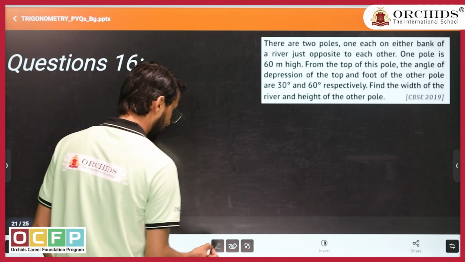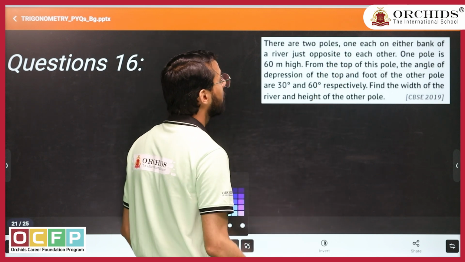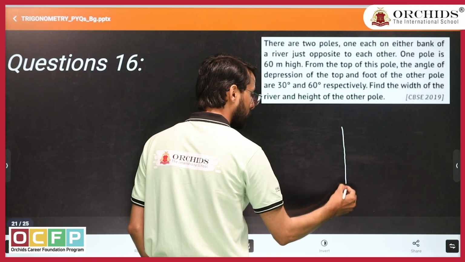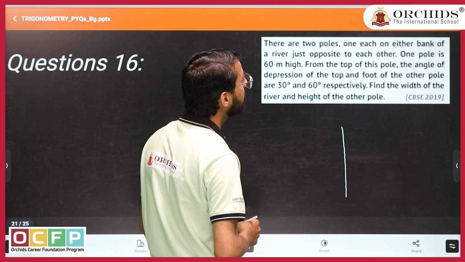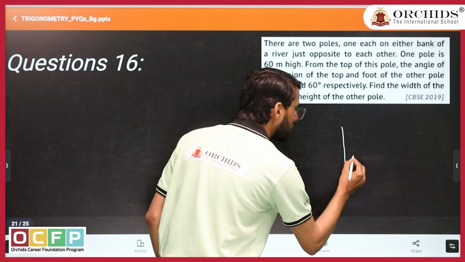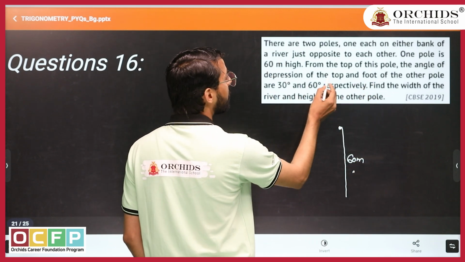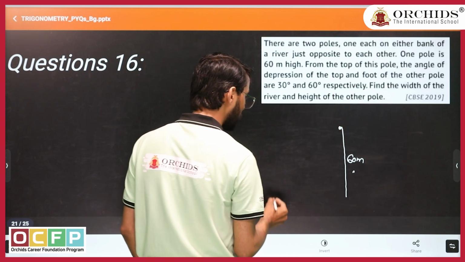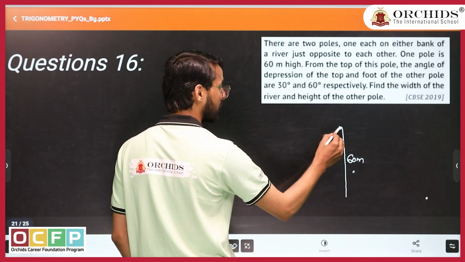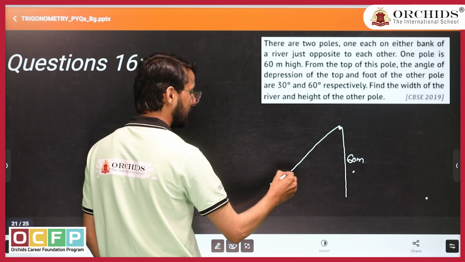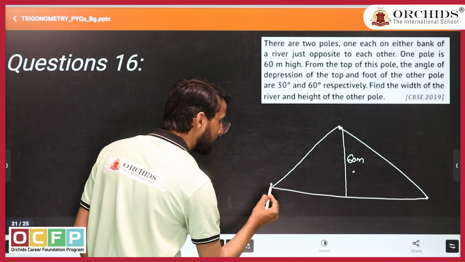Okay, I will also try, you also try. There are 2 poles, one on either side of the bank of a river. So suppose there are 2 poles, one pole is 60 meters high. So this is the 60 meters high pole. From the top they are telling the angle of depression of the top and foot of the other pole. So suppose this and this are the 2 points. Angle of depression 30 degree and 60 degree. This is one angle, this is another angle, and there is a line between these 2.